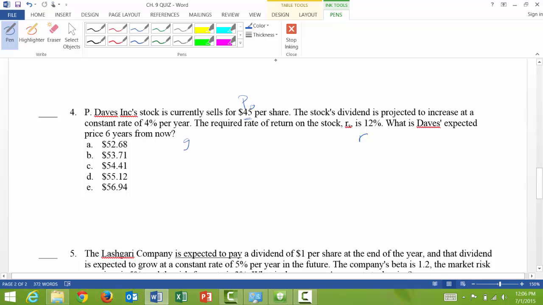So it's pretty easy if you have this type of question. They want to know what's the price 6 years from now. And the way that you can get this really quickly is if you have the price now times 1 plus the growth rate, then you'll get the price 6 years from now, what the estimate is. And so the price today is $45, and we have 1 plus the growth rate of 4%. And since this is growing for 6 years, I need to raise it to the 6th power.